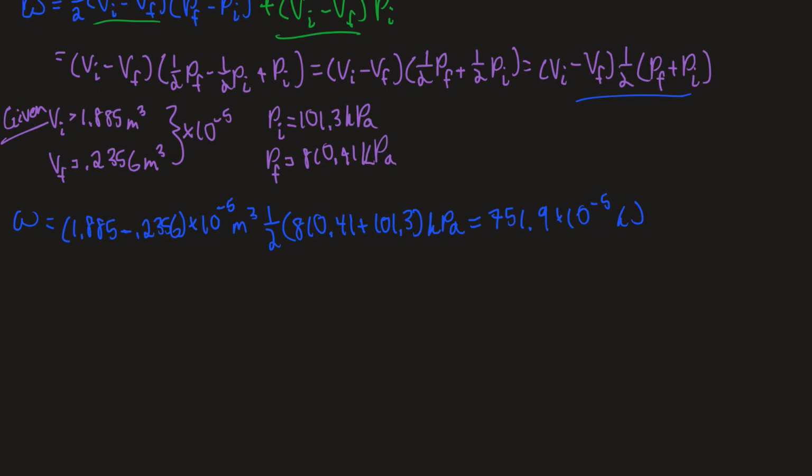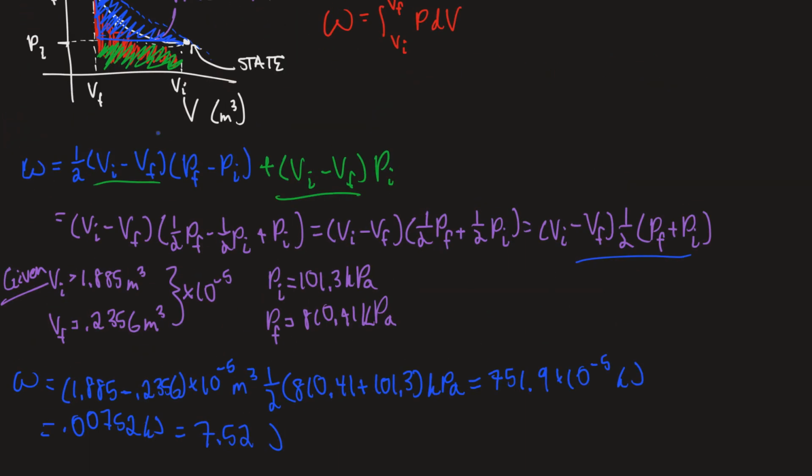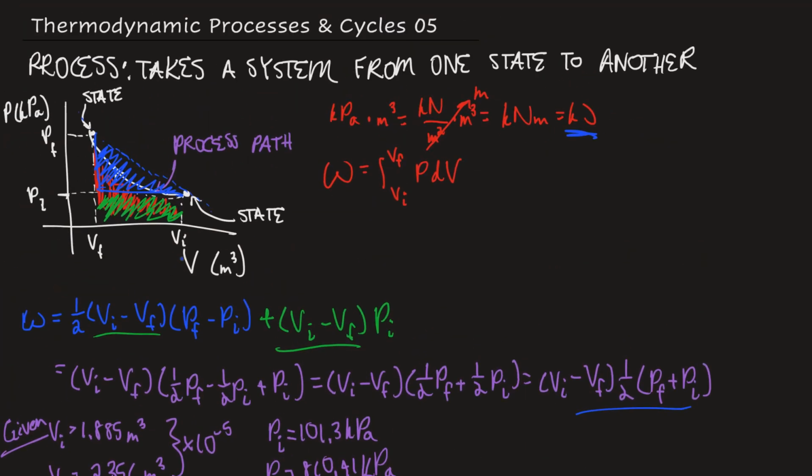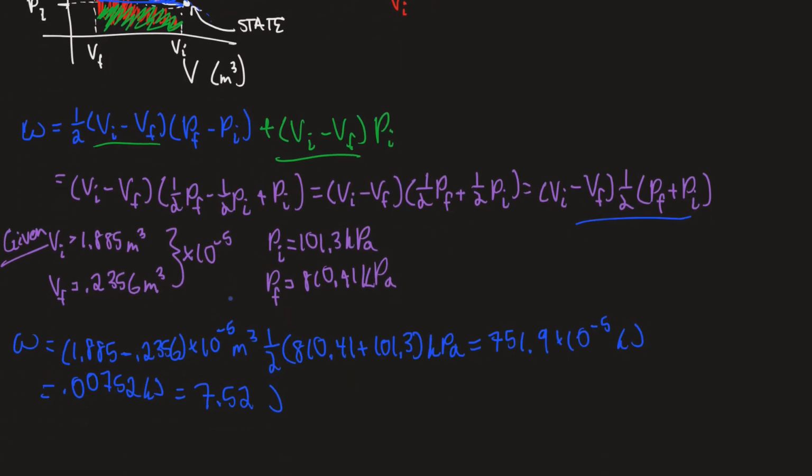So this actually represents about 752 kilojoules, which is equal to 7.52 joules. So this is saying that the piston inside of the Nerf gun is doing 7.52 joules of work.